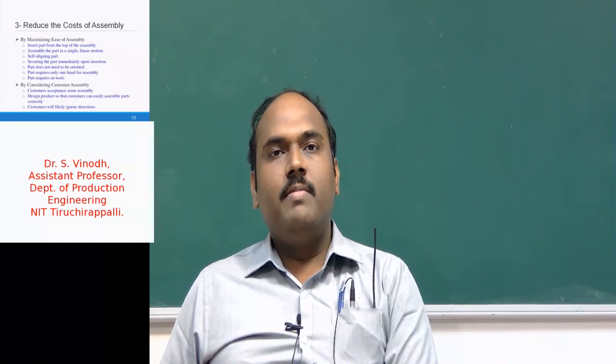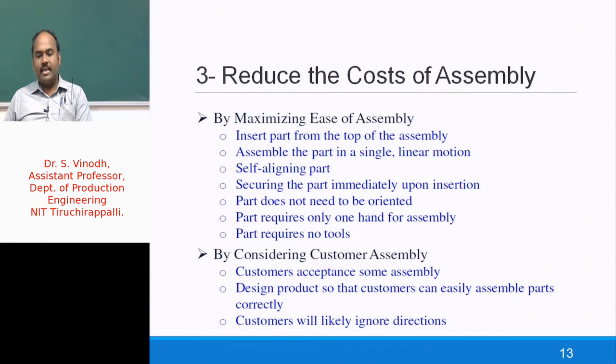Then the third means is to maximize ease of assembly, which includes certain key points, starting from inserting the part from the top of the assembly, that is the normally preferred direction, assembling the part with a single linear motion, and making the part self-aligning as well as self-orienting. Thereby the issues associated with orientation and alignment could be minimized. Parts normally have to be designed in such a way that they require only one hand for assembly, there should be no requirement for special tools, and they have to be assembled with the existing tools.